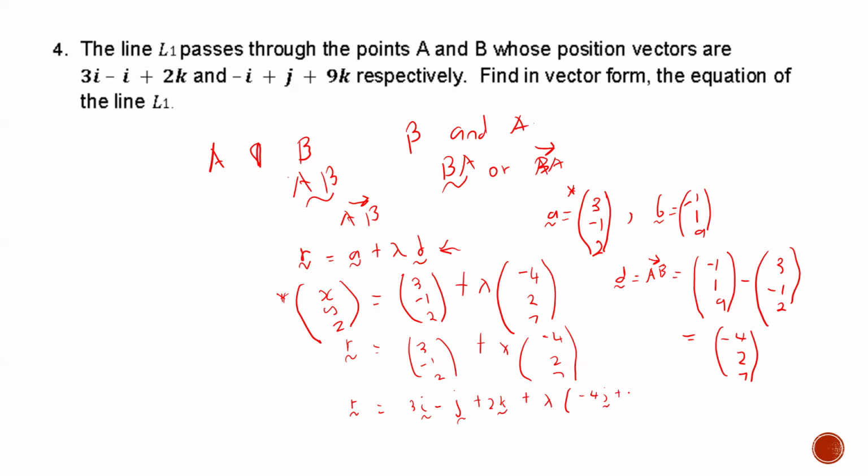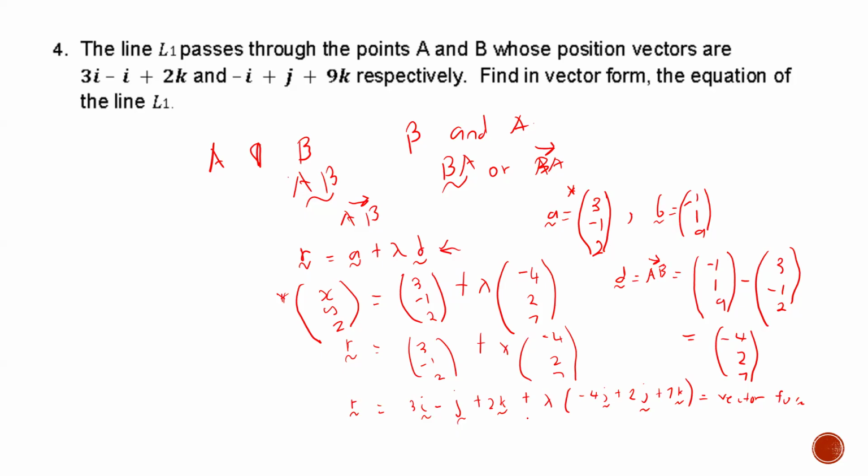This is -4i plus 2j plus 7k. So what I have here is the vector form of the equation of this line. What I had previously would be taken as the parametric form. If I had proceeded here with my x, y, and z, I'd take these guys to the other side, the 3, the -1, and the 2, and then I'd remain with the parameter. So what I had initially was the parametric form of the equation of the line.